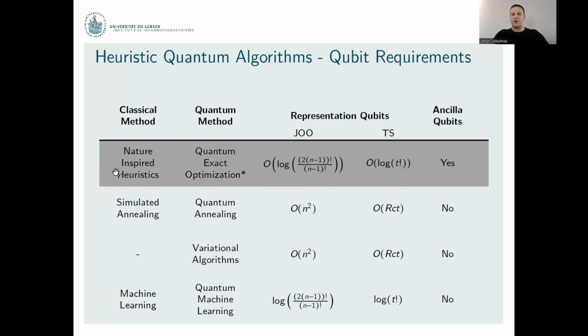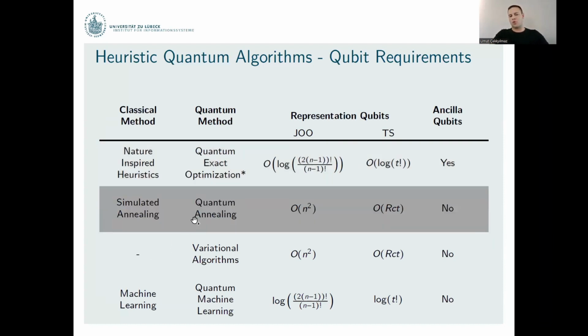For nature-inspired heuristics, again, we use some version of quantum exact optimization. So we have the same number of representation qubits, and also we require ancillary qubits. For quantum annealing and variational algorithms, we use the QUBO formulation of these problems. And in this formulation, join order optimization requires order of n squared qubits, and transaction scheduling requires order of r times c times t qubits. Here, r is the time span value that is set at the beginning of the algorithm.